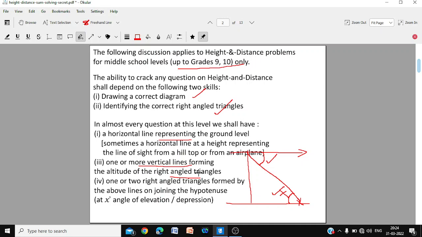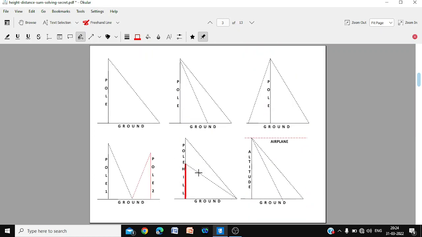So let us see how we can solve the questions. Now, first of all, some typical diagrams. The first one is the simplest one. You got the horizontal ground. You got a point of observation. You have got a vertical height, pole. It can be pole, it could be building, it could be monument, it could be tower. One vertical height. Here we have written pole. And the person here is looking at the top of the pole, and this is the angle of elevation.